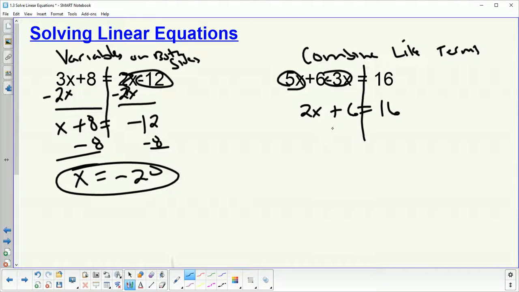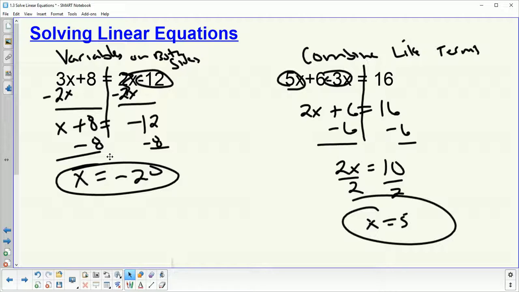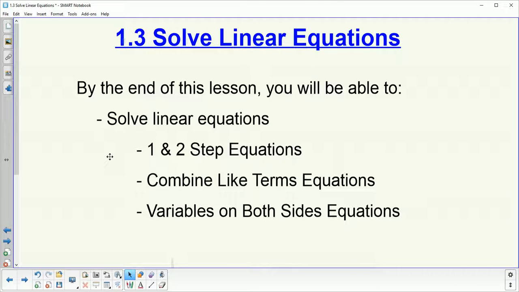And then, just like our 2-step equation we just saw, we're going to do 2 steps. First one, subtracting 6 from both sides, and then dividing both sides by 2. And so we get x equals 5. Okay? So that would be our lesson on how to solve linear equations. Again, you guys have seen all that stuff before. It's just a real quick review.